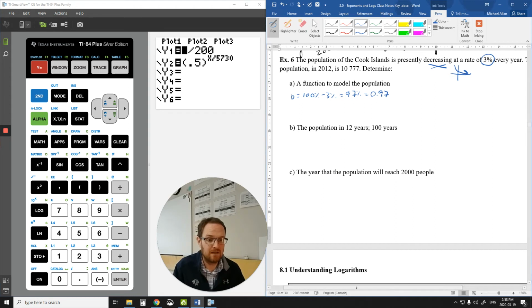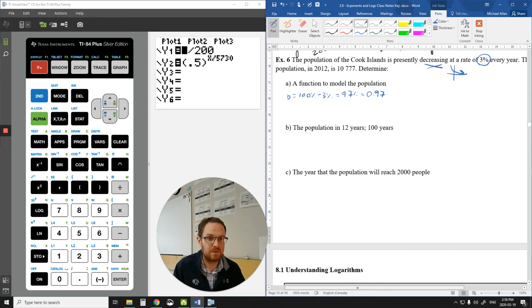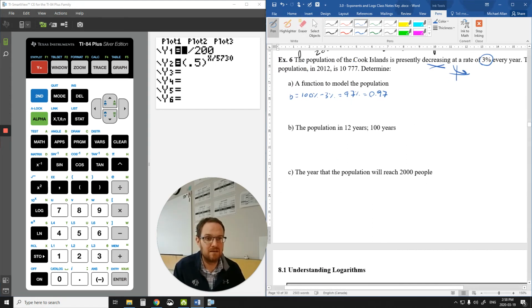Okay. Let me just zoom over here. The present population is this. Determine function. Okay, so we know what our initial amount is here. This is not really present, it's 2012. That's okay. So my a value is 10,777. So that's how many people we started off with here.